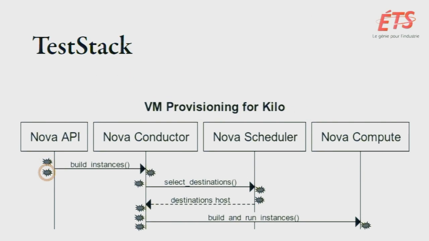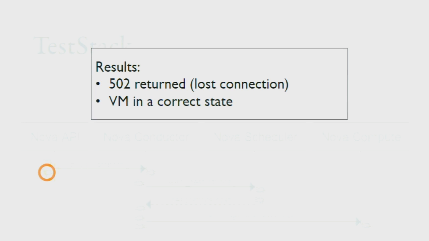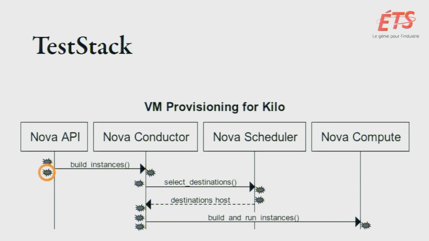So that's a case. Another case, when we inject a fault after sending a request from Nova API to Nova Conductor, then we have a 502, we lost the connection also, because we kill Nova API before sending the response to the end user. But the VM will be in correct state, because, indeed, here, the request can reach the Nova Compute service to instantiate your VM. But most problems happen here, in fact.